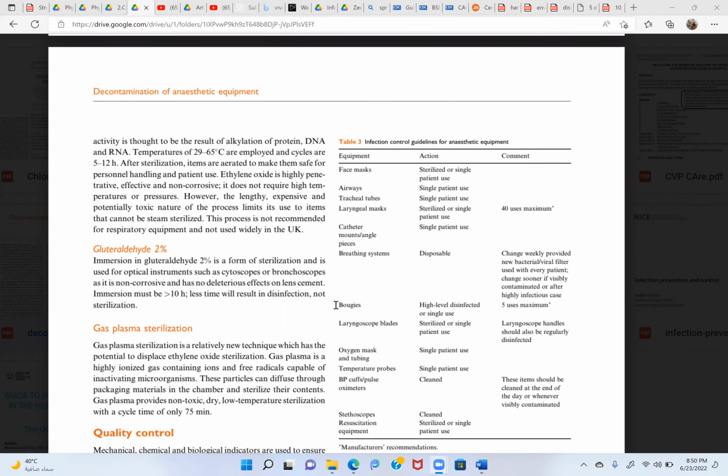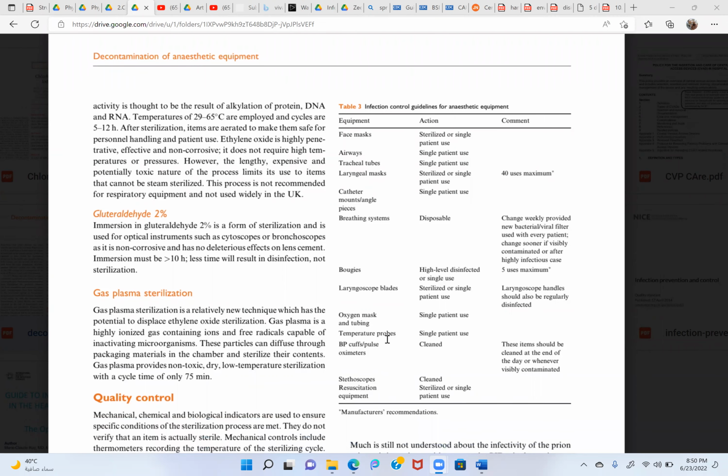Bougies are semi-critical, definitely. Face mask, I think, is non-critical, but bougies are semi-critical. Temperature probes are two different kinds, one is skin and the other is esophageal or nasopharyngeal, so they are different.